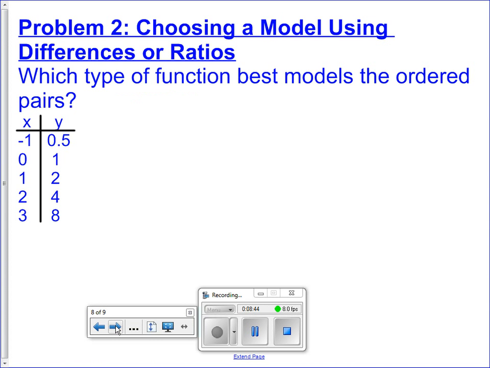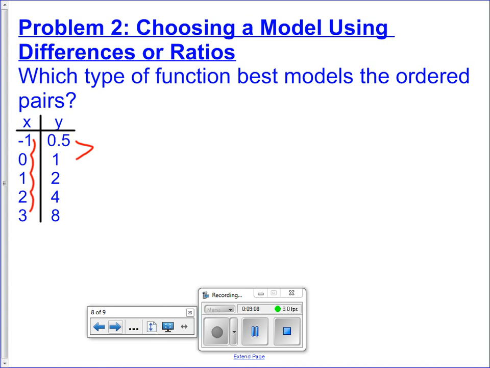All right, moving on to problem 2. Choosing a model using differences or ratios. Which type of function best models the ordered pairs? Well, first of all, I'm going to check to see if it's linear by taking the differences between my y values. I do notice that x is going up by 1 each time.